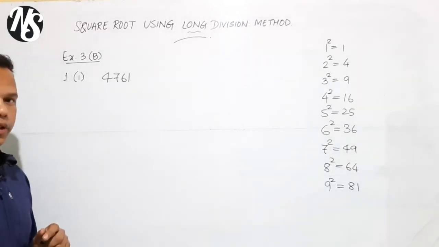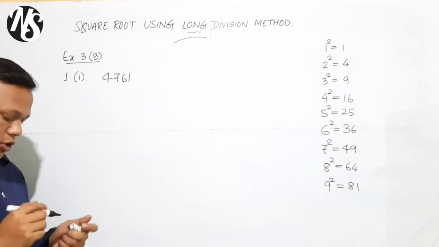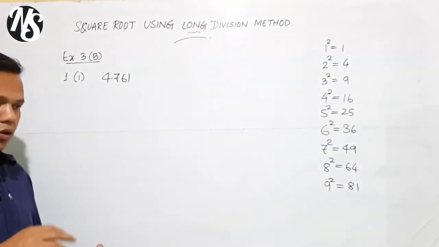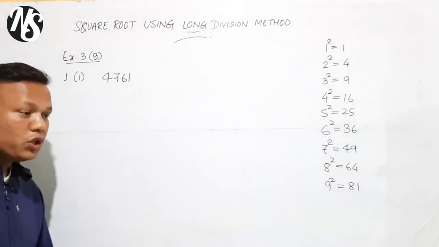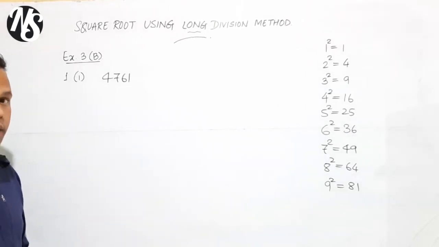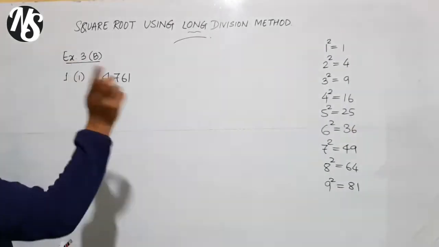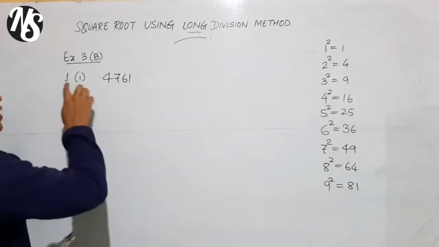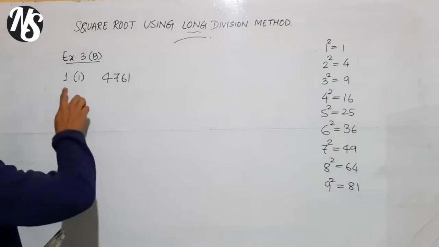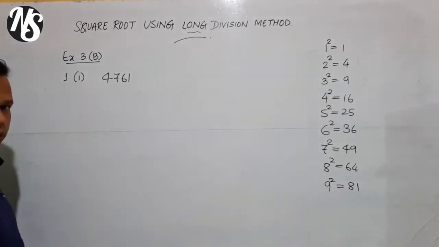Now this is also going to be like the normal division which we do, but here what is extra, or new, is that you have to form pairs from the rightmost corner. For example, from your Exercise 3B, I'm taking the very first question, question number 1, sub-number 1, which says find the square root of this.